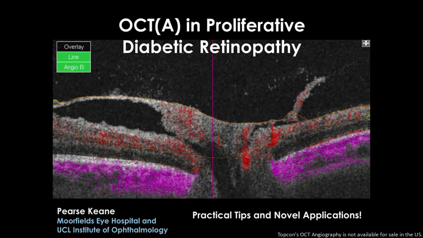But as I say, I'm going to speak about OCT and OCTA, in particular swept source OCT and OCTA in proliferative diabetic retinopathy. And I think that if I was to summarize this talk from the start, it's that the one single application of OCTA in my clinic that I feel I could not live without now is with regard to proliferative diabetic retinopathy. That's number one.